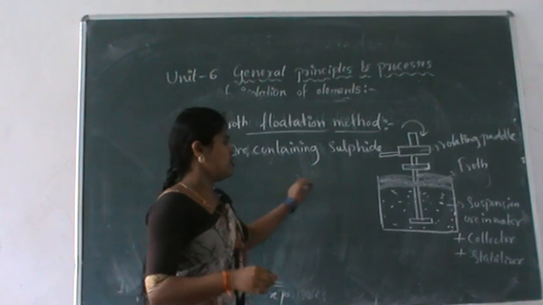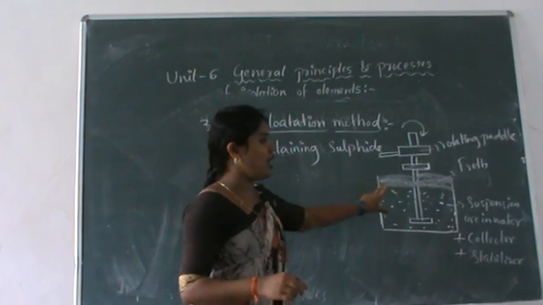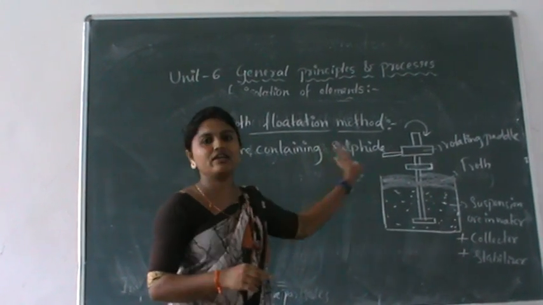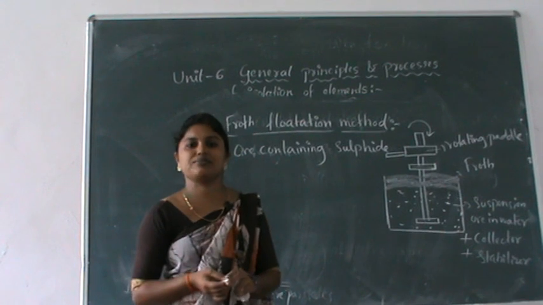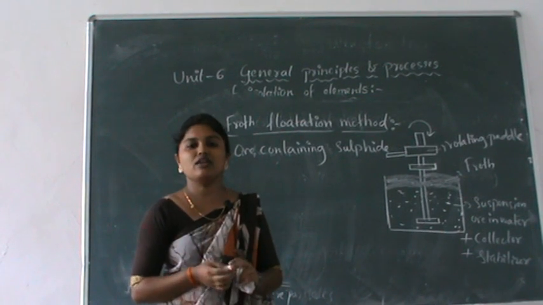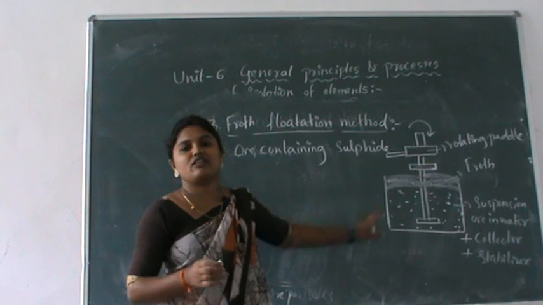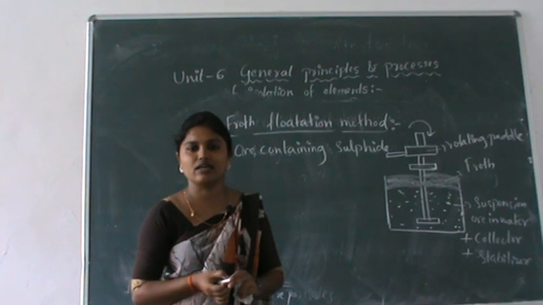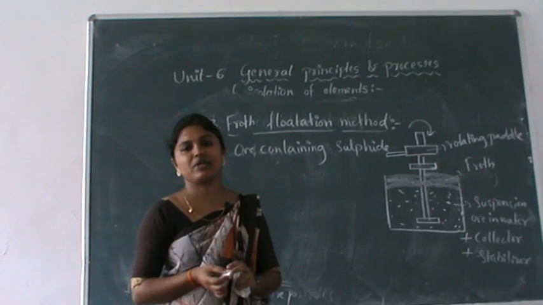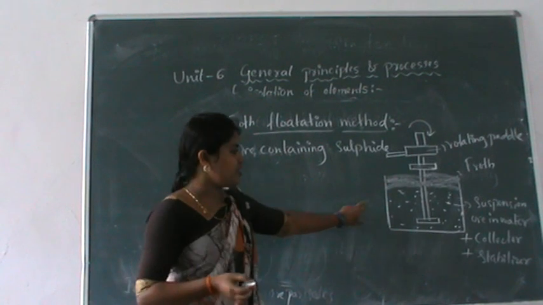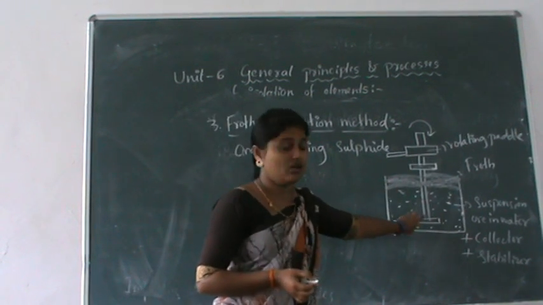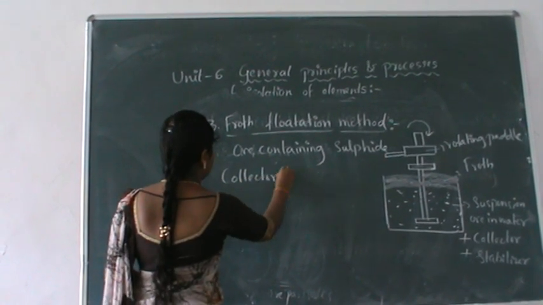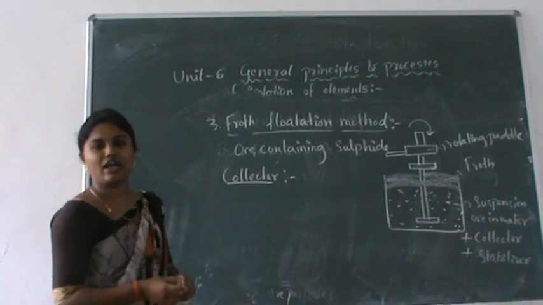Here the process is: first we have to take powdered ore. Next we add water to it. Then the powdered ore will be suspended in the water. The particles do not dissolve in water. What do we call that solution? A suspension. The ore particles remain like that in the water. For that we are adding a collector. Why do we need to add a collector?